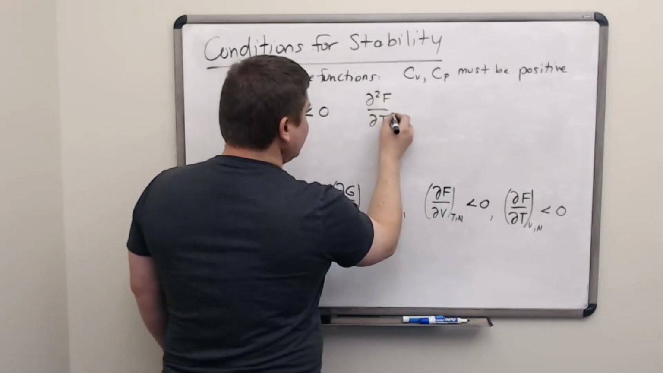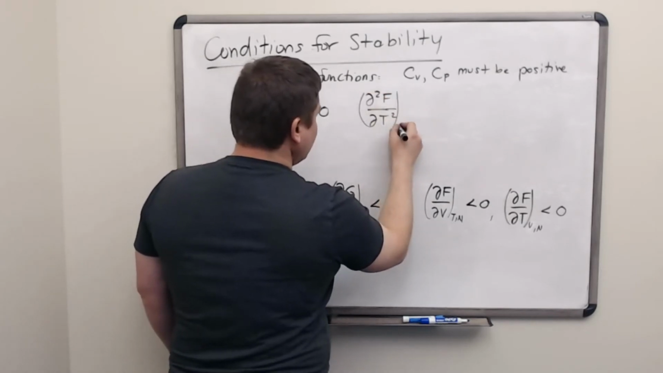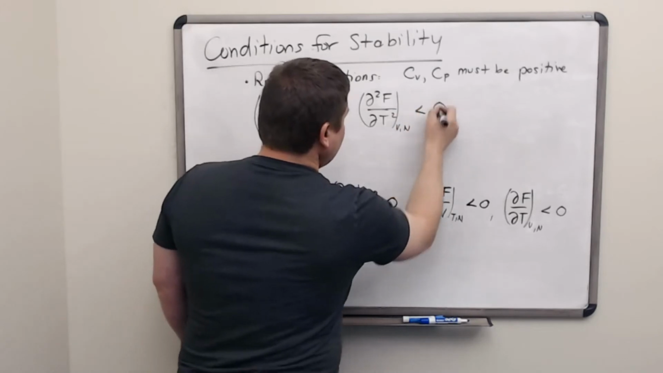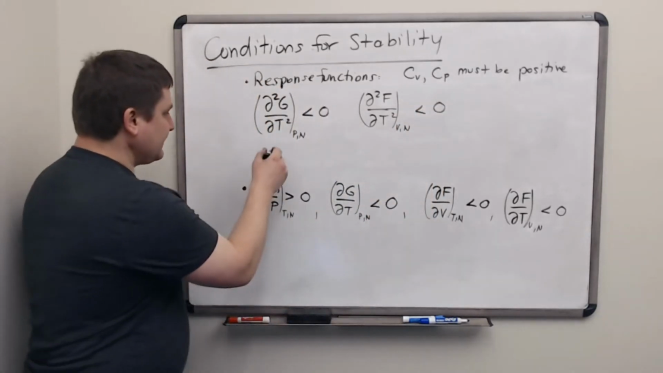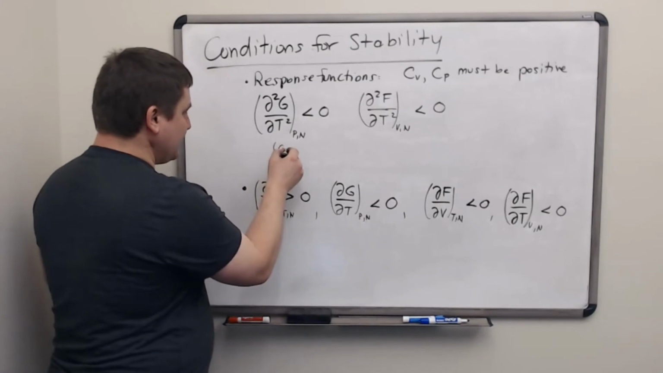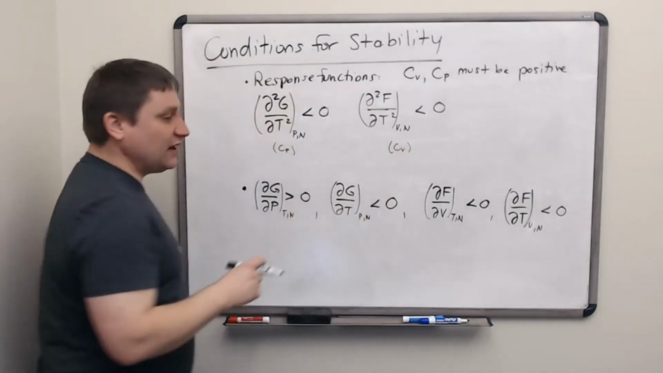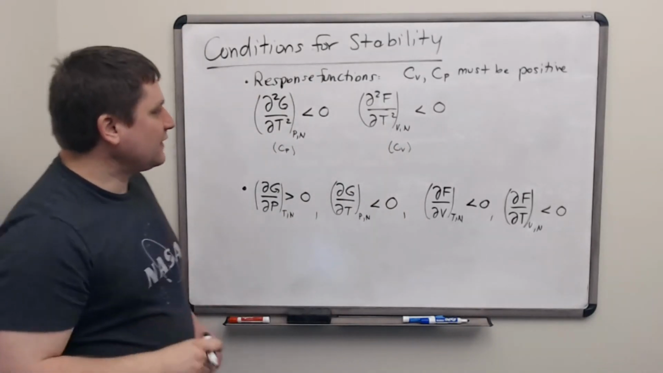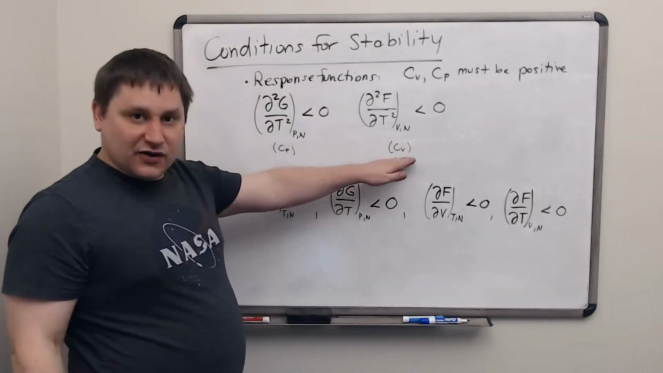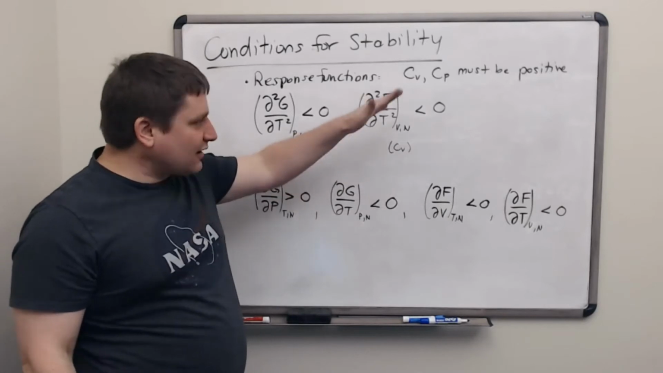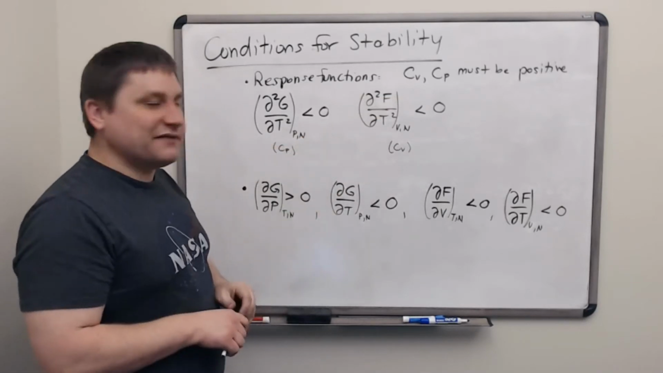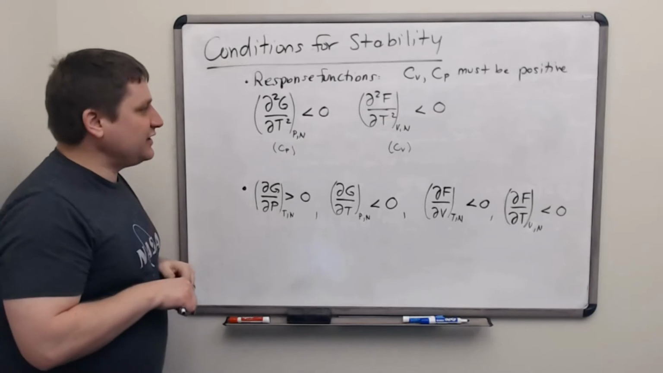The other heat capacity, at constant volume, so this rule here is derived from Cp. This rule here is derived from considering the constant volume heat capacity. So again, for the constant volume heat capacity to be positive, similar arguments apply, and the second derivative of the Helmholtz free energy must be negative.